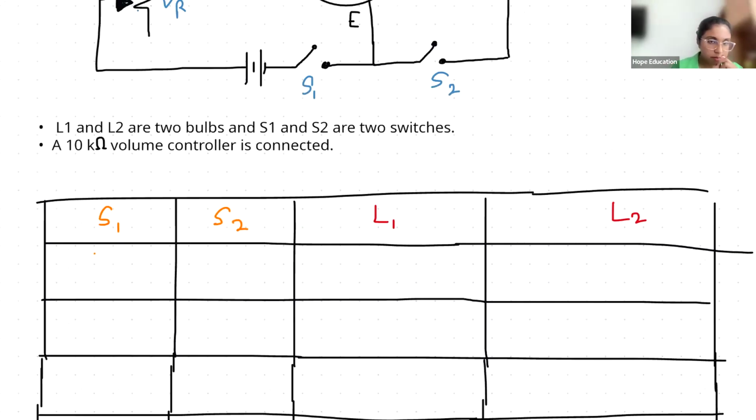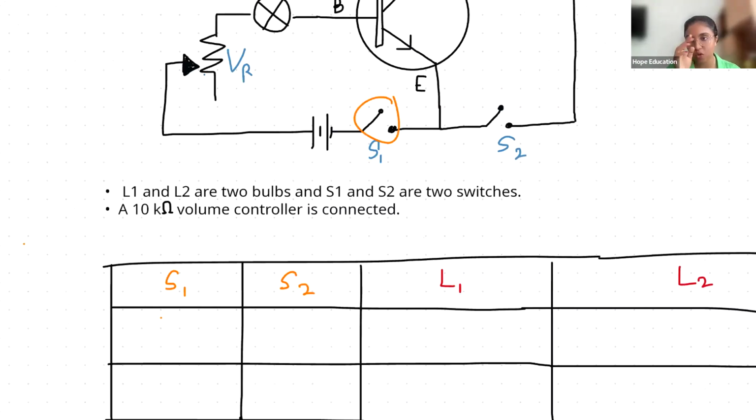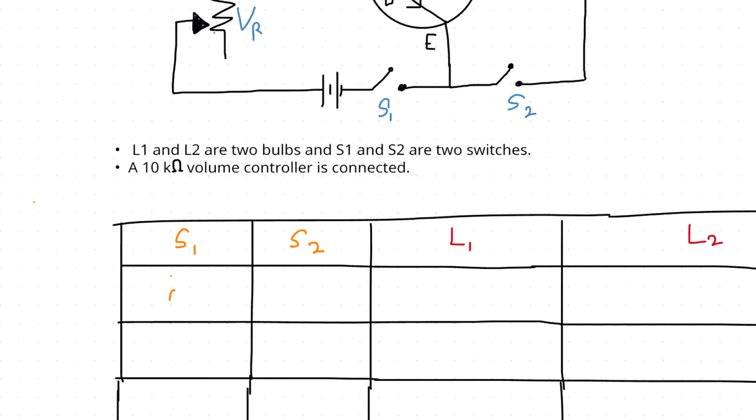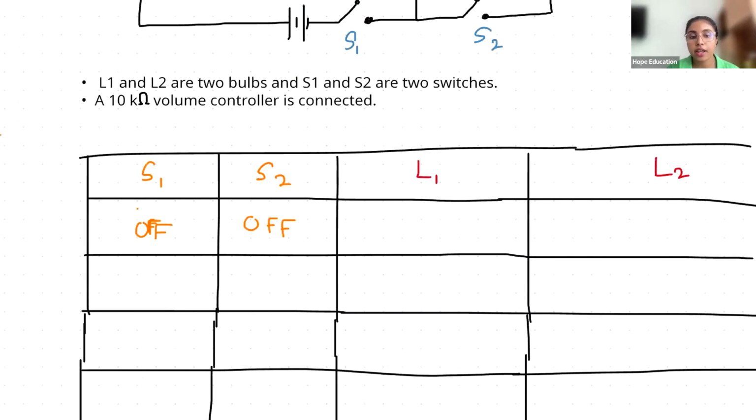First of all, S1 is off. Off means it is open like this, and S2 is also open. Open means off, no? So this is off too. Then I look at L1 and I can see that L1 does not light up. L1 does not light up and L2 does not light up, because both switches are off. L2 also does not light up.